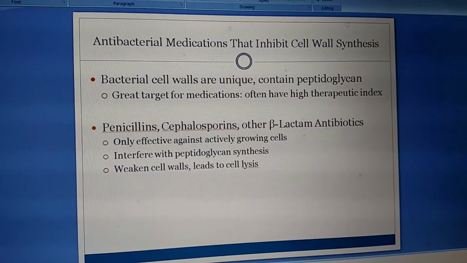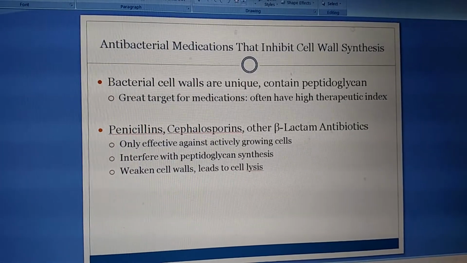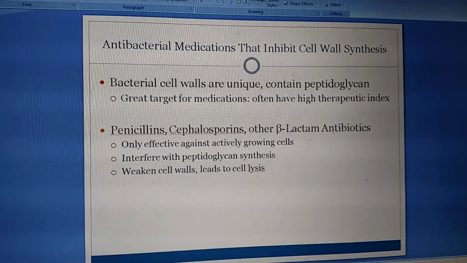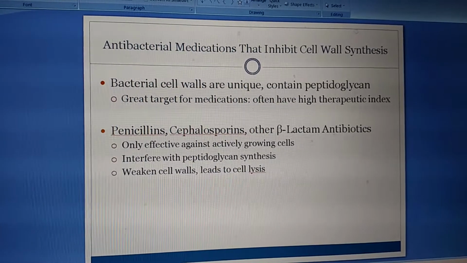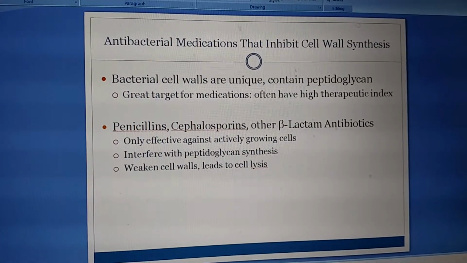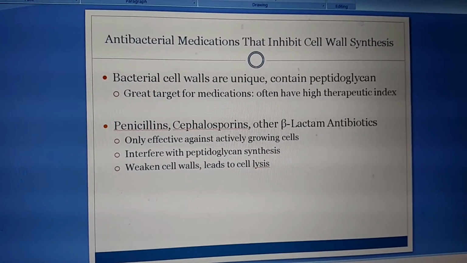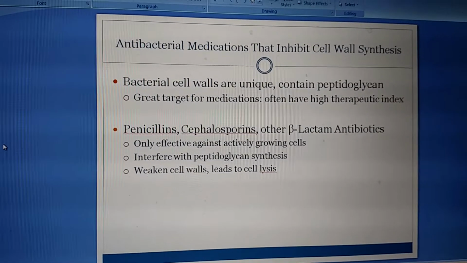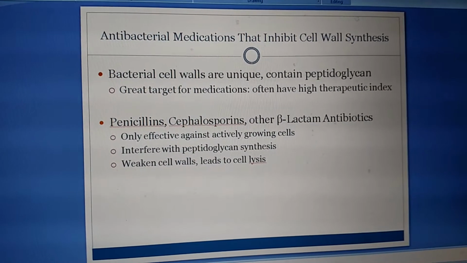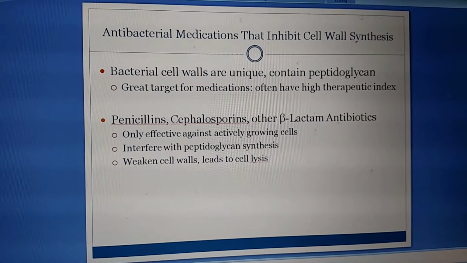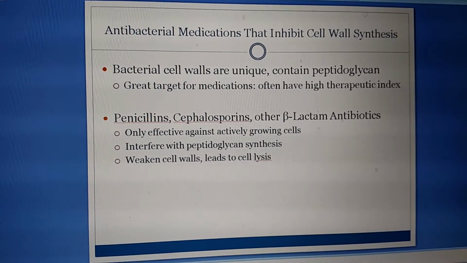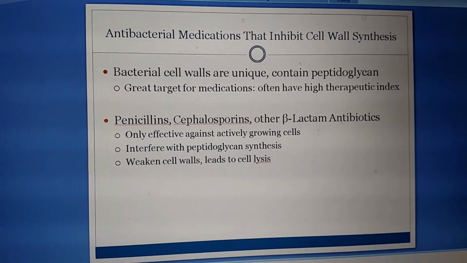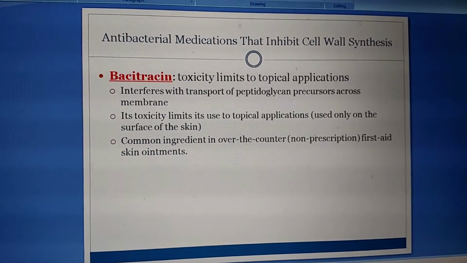Now, the limitation is they're really only effective against actively growing cells because you're interfering with peptidoglycan synthesis. They will weaken the cell walls, which leads to cell lysis. Remember, bacteria are in environments where the osmotic pressure is constantly changing, so they have that cell wall to help protect them from lysing. If you weaken the cell wall, you can burst.